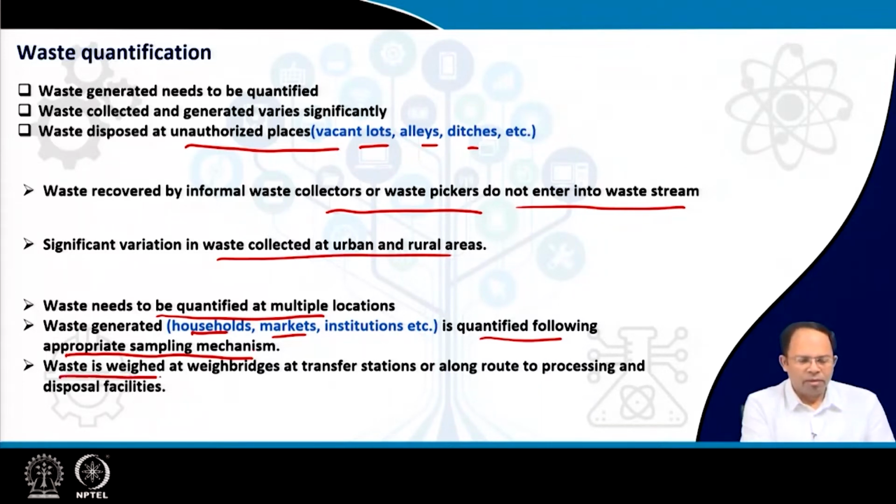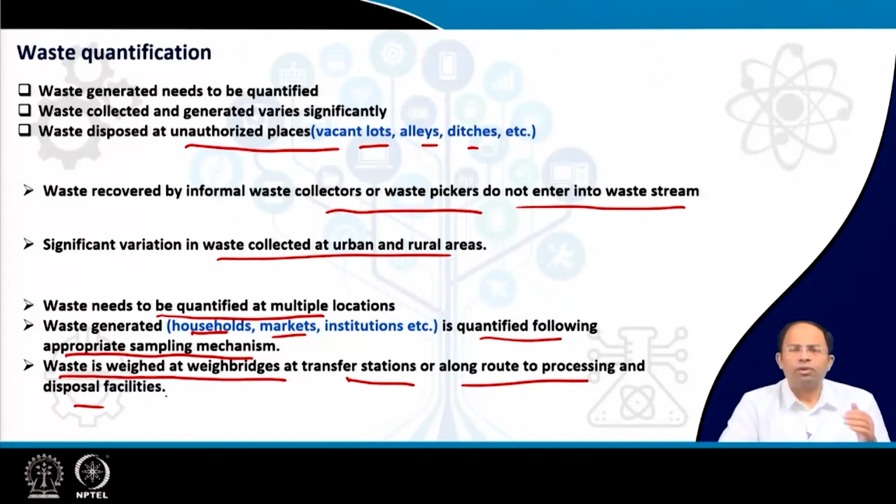The other way is that waste could also be weighed at weigh bridges, at transfer stations, or along the route to processing and disposal facilities. That means before the waste enters a processing and disposal facility, we can measure the number of vehicles entering that facility, or the weight of a particular vehicle, so that we can subtract the weight of the chassis, and the rest is the weight of the waste going into that facility. So waste at transfer stations or at these facilities could be measured, and this helps us estimate how much waste is being collected, as opposed to generated, right?